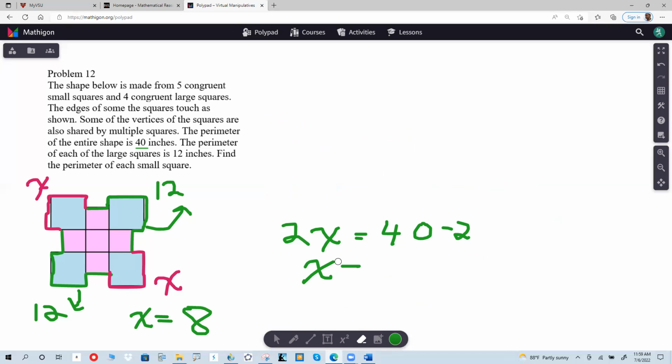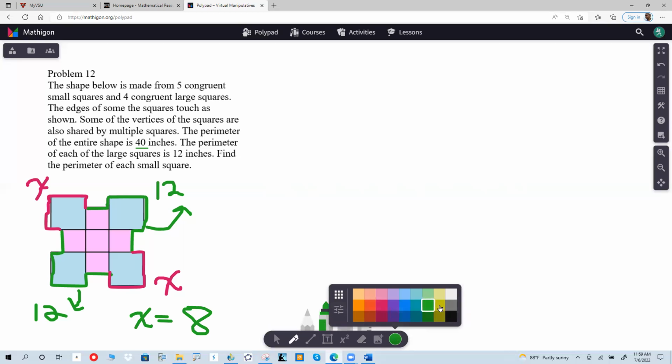If x is 8, take a look at the blue square. If x is 8 and x is part of the perimeter of the blue square, and this is the leftover part.